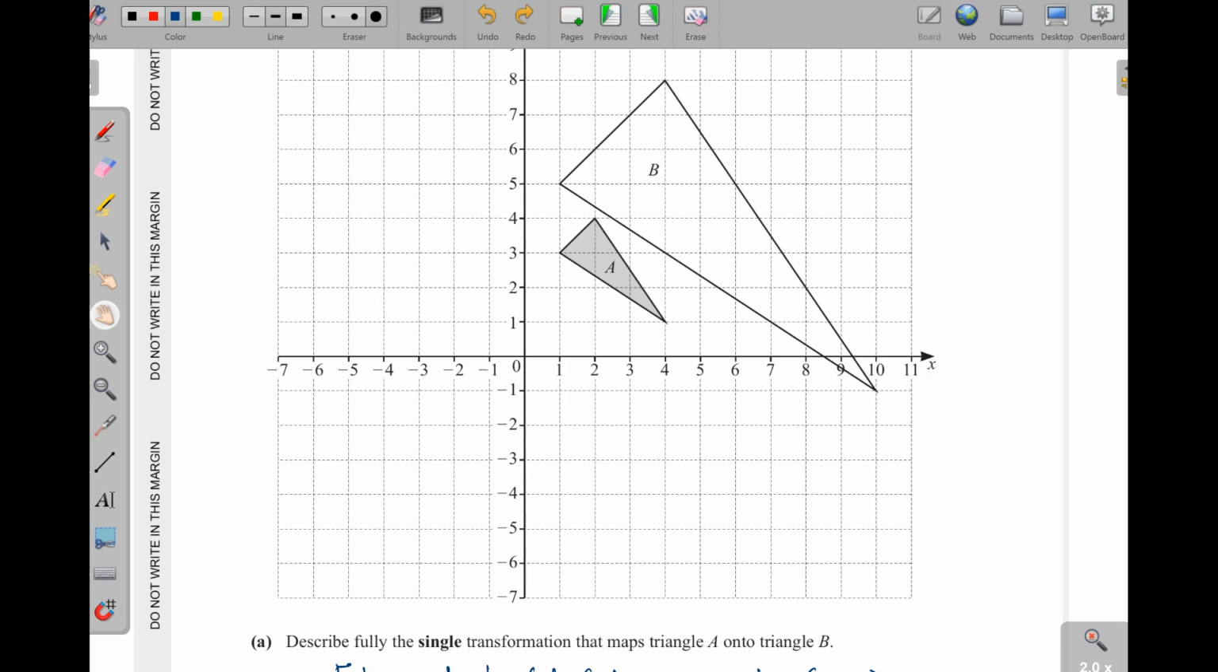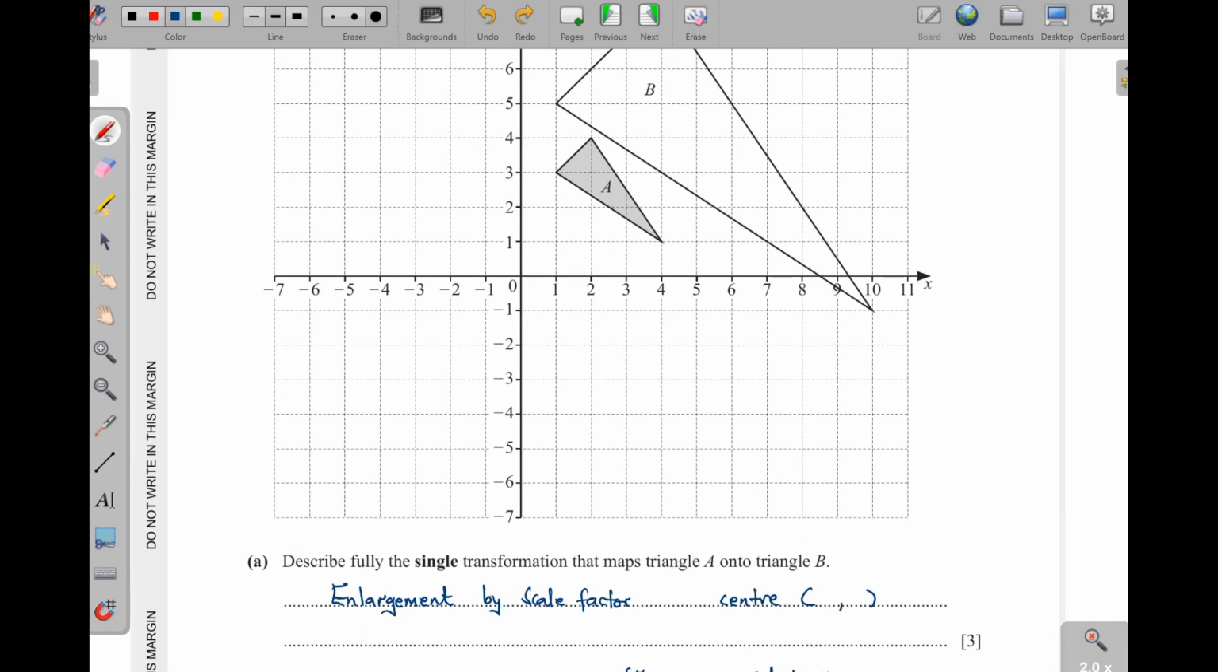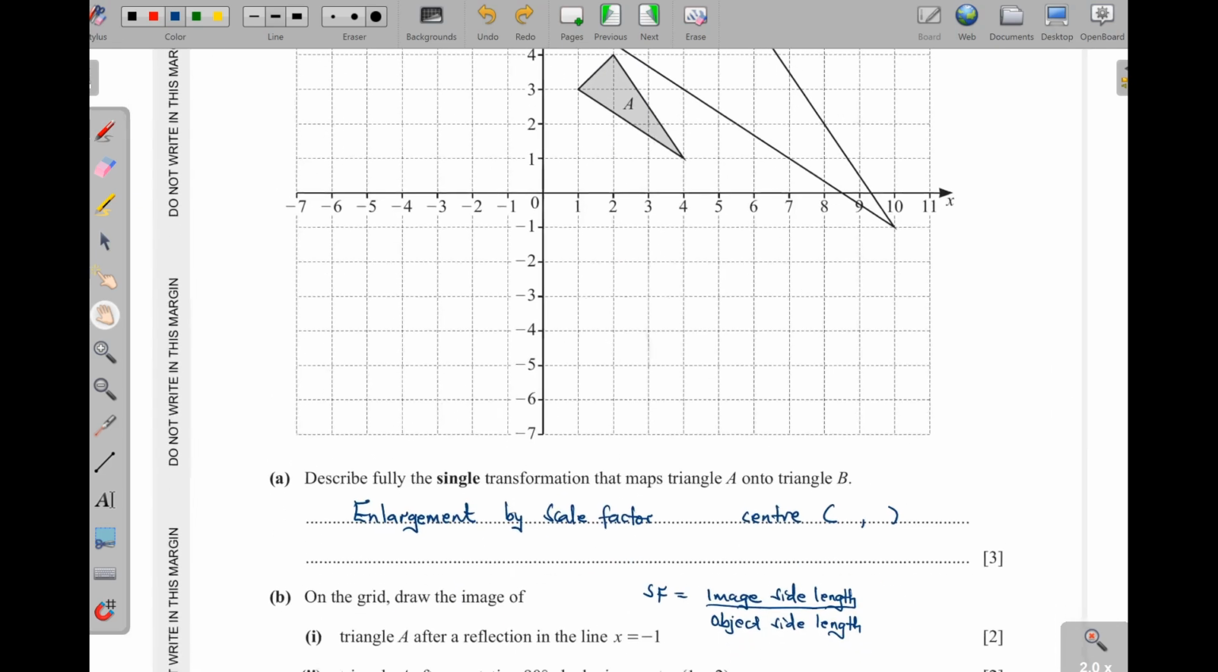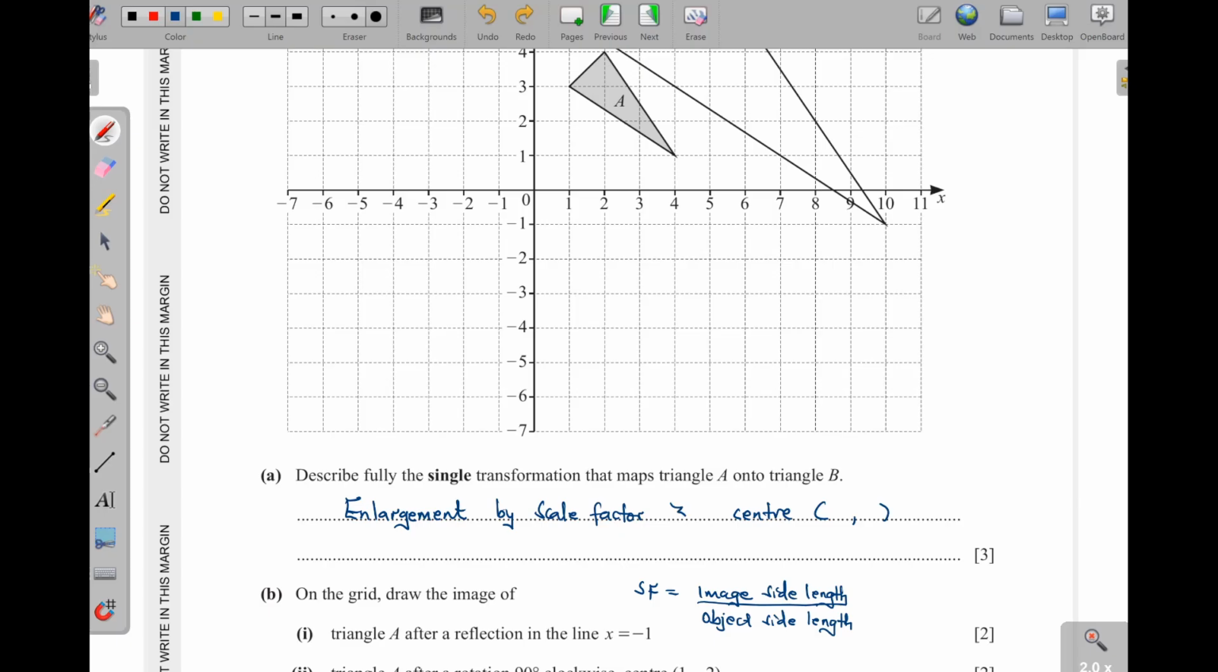All right, now let's look at the scale factor of enlargement here. Which one is the image, which one is the object? They say that we are mapping triangle A onto B. So B is the image, A is the object. When I look at this one here, I can take this diagonal as 1 unit, then 2, then 3. Then here it is 1 unit. So I will say 3 over 1. That means the scale factor of enlargement is 3. So let me first put this one as a 3.